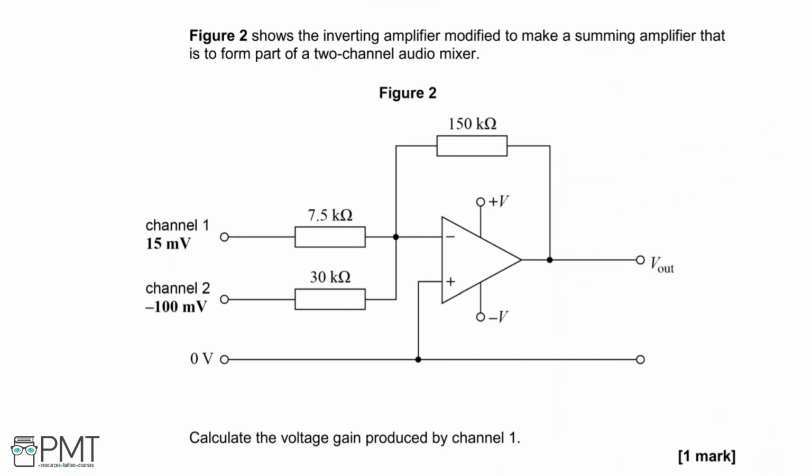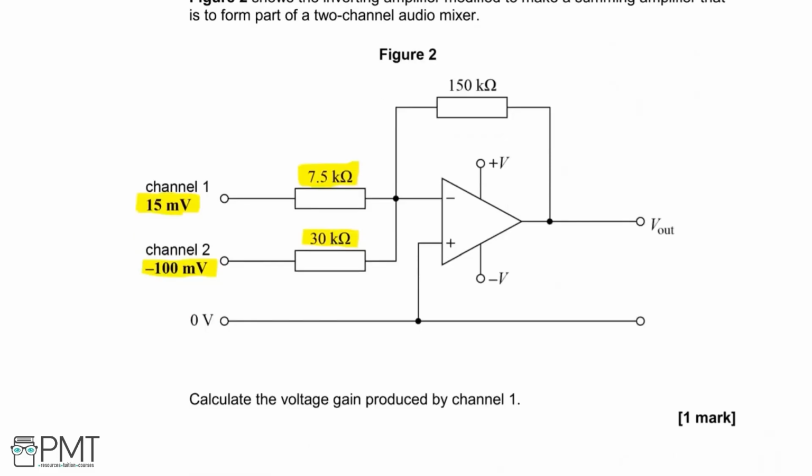Figure 2 shows the inverting amplifier modified to make a summing amplifier that is to form part of a 2-channel audio mixer. We've got Figure 2 there. With that modification made, we now have a resistance value for RF of 150 kilo ohms. And you can see those 2 channels, one at 15 millivolts, one at minus 100 millivolts, with resistances of 7.5 kilo ohms and 30 kilo ohms.